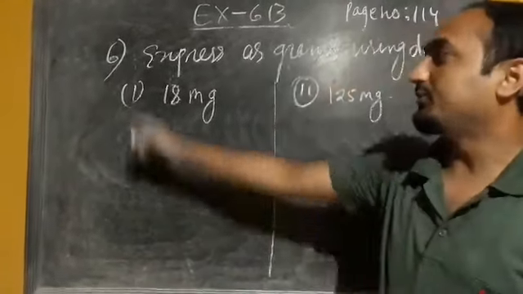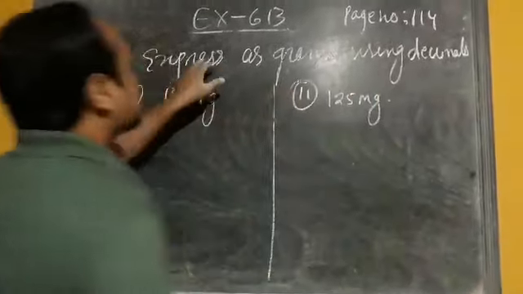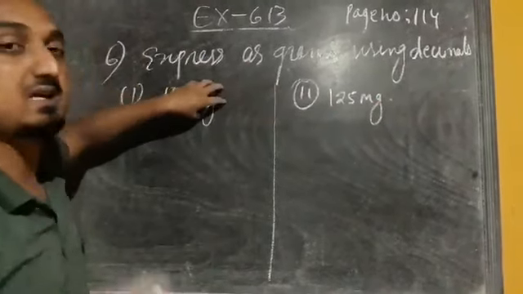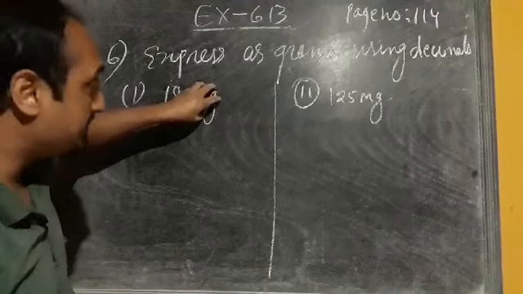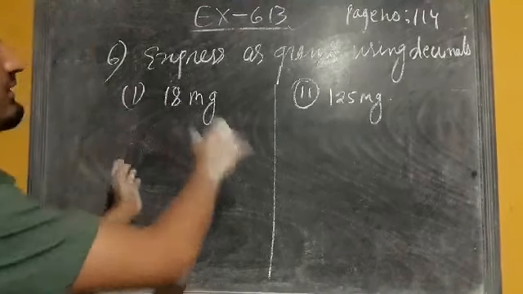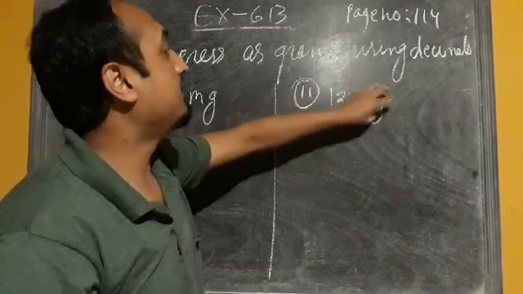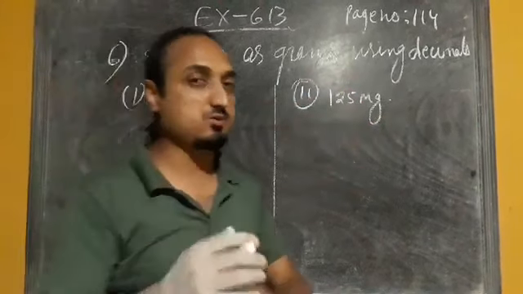Okay, next question we have question number 6. Express as grams using decimals. So we have given milligram. mg means milligram. We have to convert this milligram into a gram. Similarly here we have given 125 milligram. We have to convert this one also into a gram.